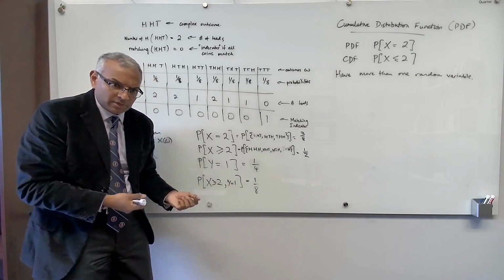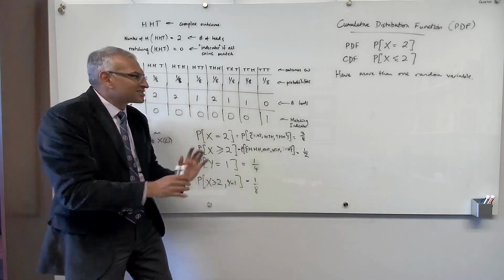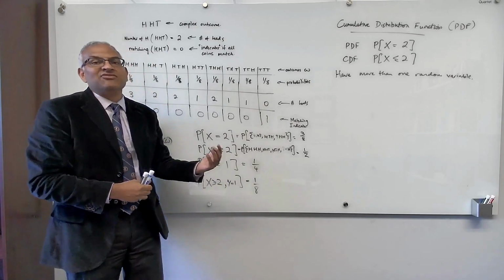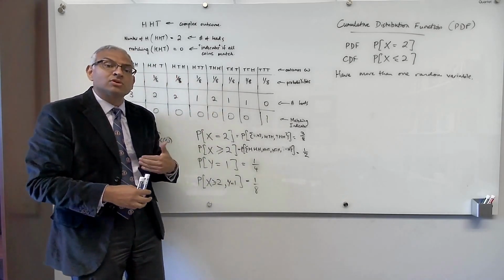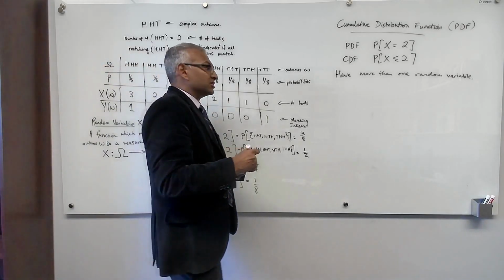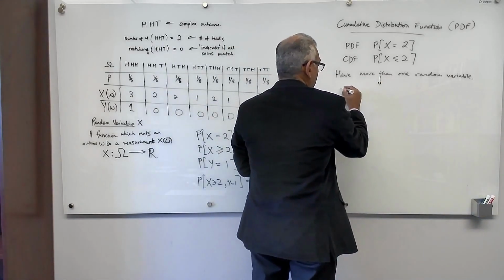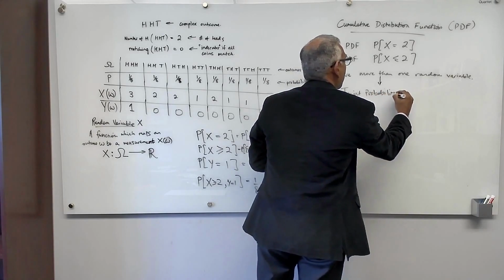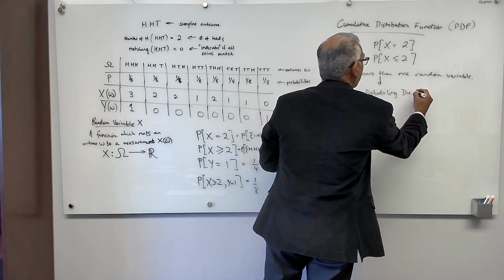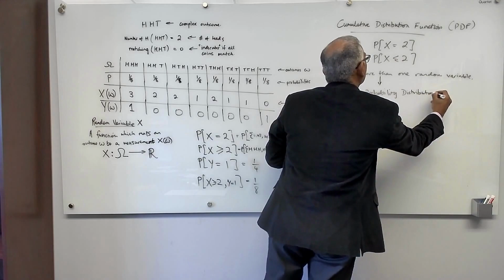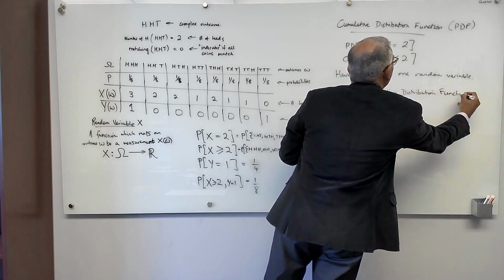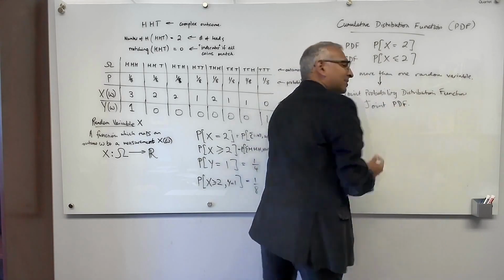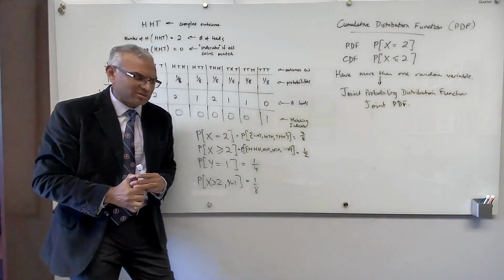Now the typical way we condense the entire outcome space when you have more than one random variable defined for the same experiment is using what's called the joint probability distribution function. That's called the joint PDF. So again, I'm going to ask you to read the text for that. I'm not going to spend so much time on that.